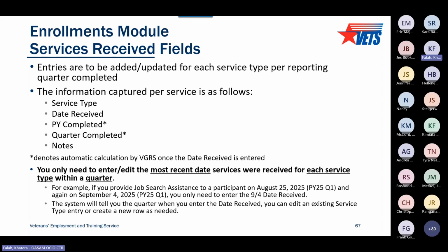You only need to enter or edit the most recent date services were received for each service type within a quarter. For example, if you provide job search assistance to a participant on August 25th, 2025, PY 25 Q1, and again on September 4th, 2025, PY 25 Q1, you only need to enter the 9/4 date received. The system will tell you the quarter when you enter the date received. You can edit an existing service type entry or create a new row as needed.